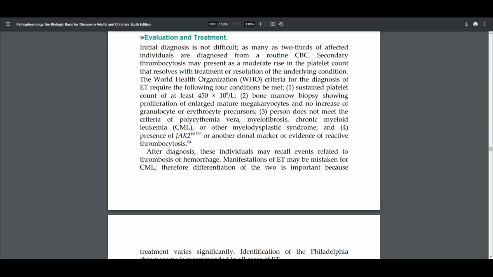A sustained platelet count of at least 450 times 10 to the ninth, a bone marrow biopsy showing proliferation of enlarged mature megakaryocytes, and no increase in granulocytes or erythrocyte precursors. The person does not meet the criteria of Polycythemia Vera, myelofibrosis, chronic myeloid leukemia, and other myelodysplastic syndromes. And lastly, the presence of a JAK2, or another clonal marker, or evidence of reactive thrombocytosis.